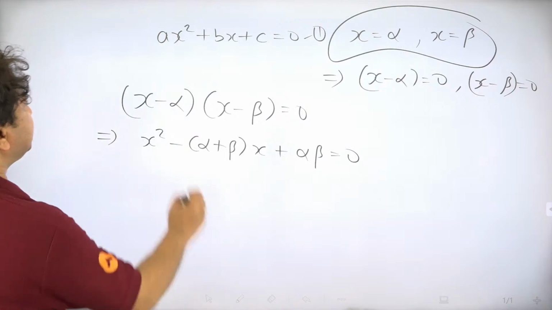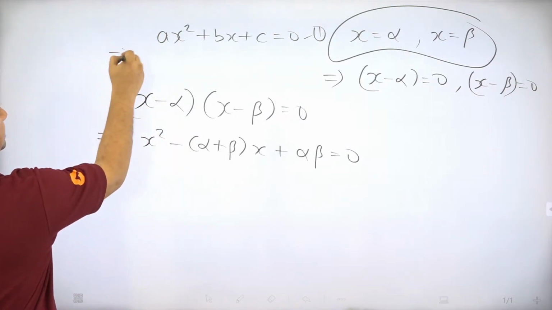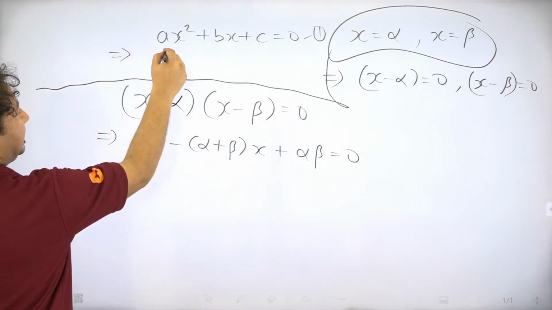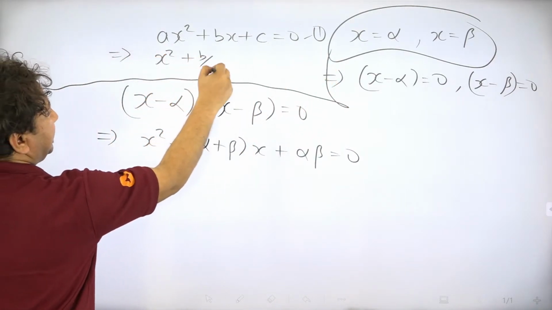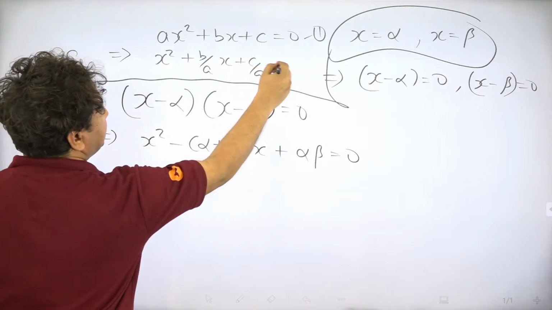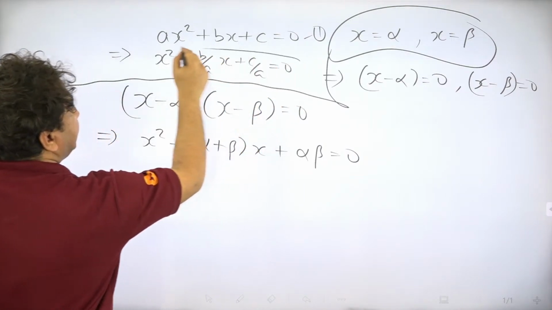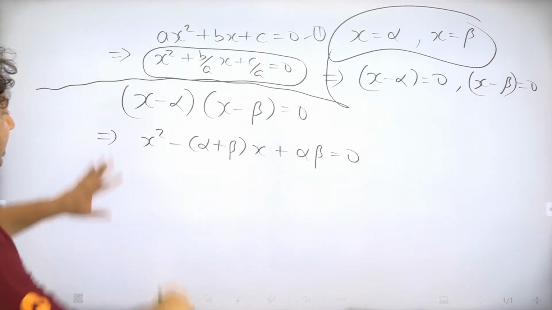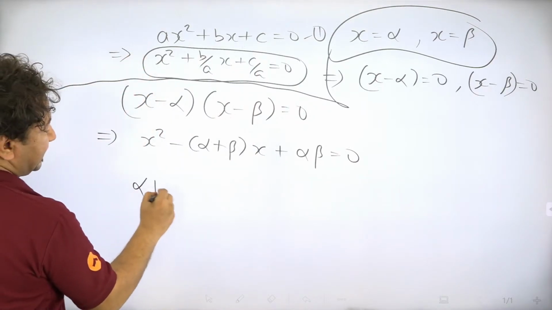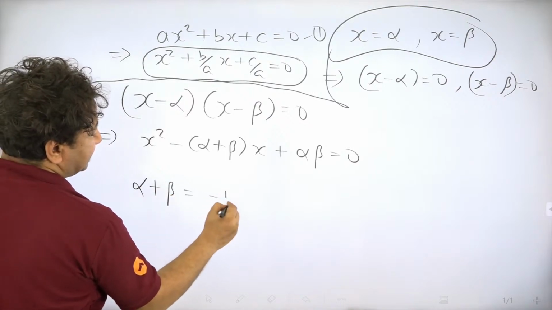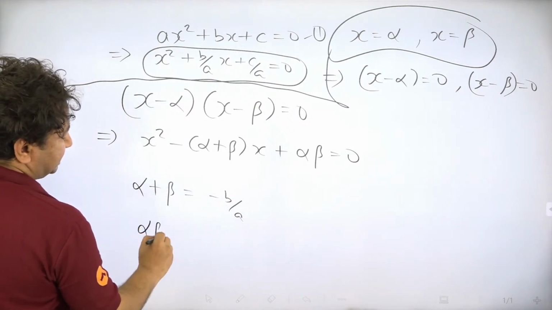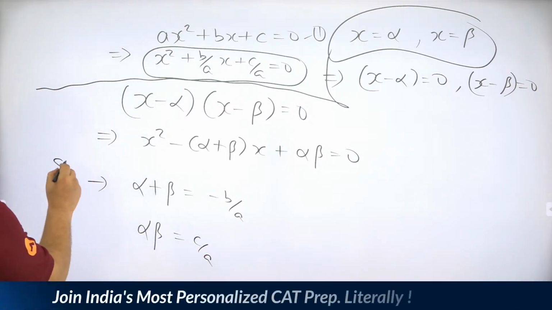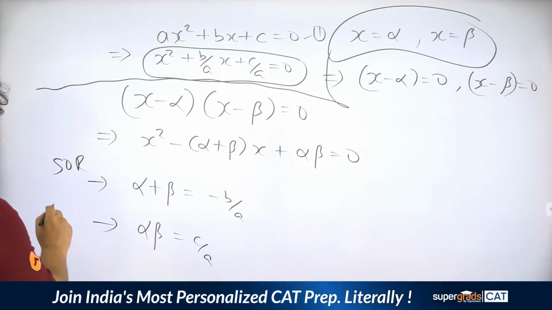For comparing these two, I need to divide the equation by a, and I'll get x squared plus b by a times x plus c by a equal to 0. Now, why did I do that? I did that so that the coefficient of x squared becomes 1 in both the cases. Now, if I compare, I'll get to know that alpha plus beta is equal to minus b by a, and alpha beta is equal to c by a. So normally people call this the sum of roots, and this is called the product of roots.